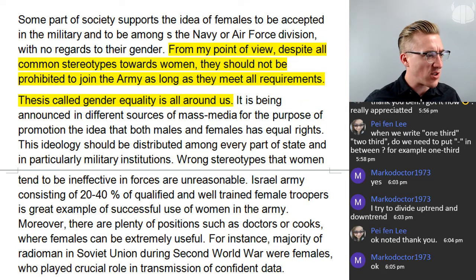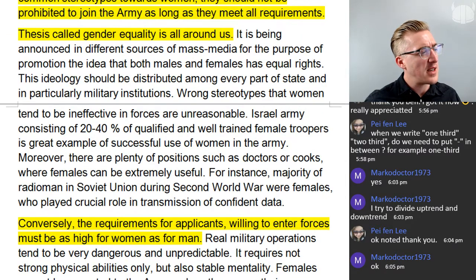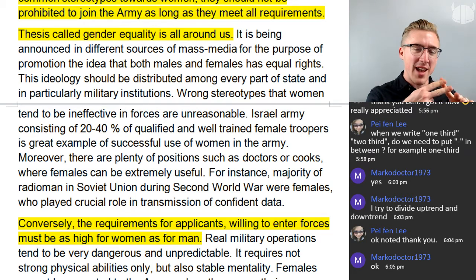Let's see. Thesis called Gender Equality is All Around Us. Conversely, the requirements for applicants willing to enter forces must be as high for women as for man. Conversely. See, you see what I mean here? So this sentence, conversely, this sentence, they don't go together. So in terms of cohesion, you're going to drop there. Okay, your score is going to drop unless these two sentences actually fit together well.